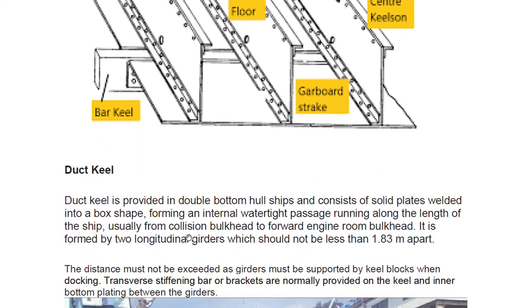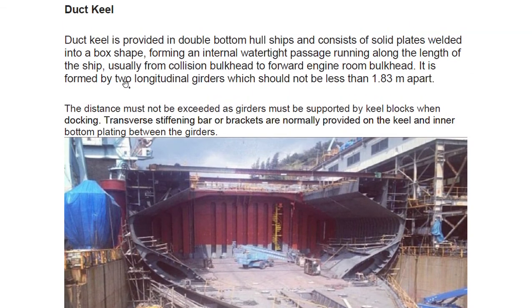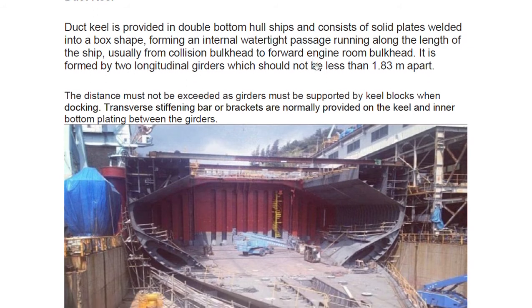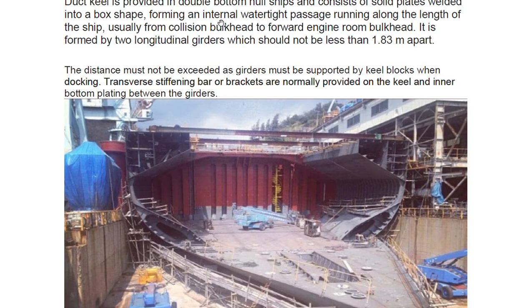Now the duct keel. This is an important one, and this can form a separate part of a question. A duct keel is provided in double bottom hull ships, and consists of solid plates welded into a box shape. So you can imagine it is like a box shape, forming an internal watertight passage running along the length of the ship. It runs along the length of the ship because the keel runs along the length of the ship.